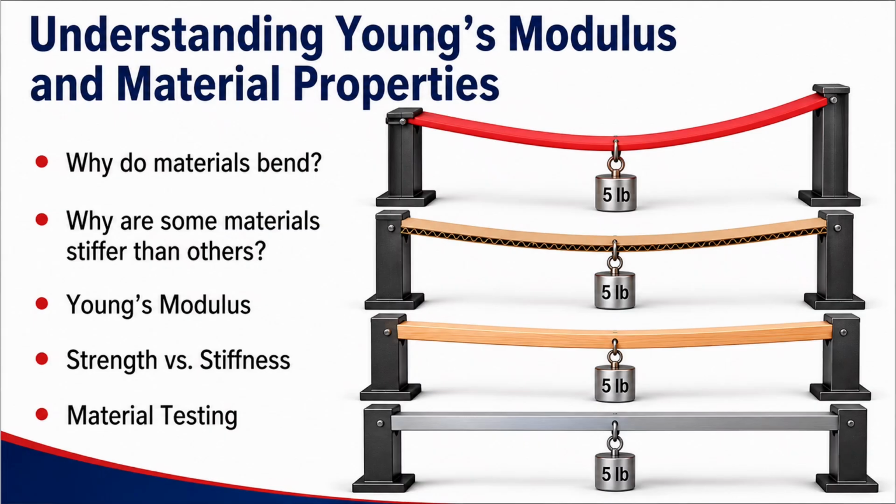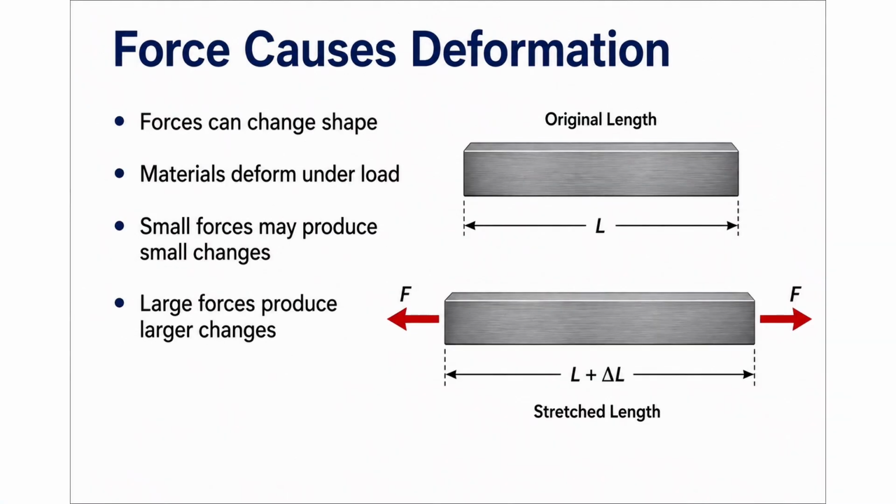When a force is applied to a material, the material changes shape. This change is called deformation. Small forces usually produce small deformations, while larger forces produce larger changes. If the force is removed and the material returns to its original shape, the deformation is temporary. Understanding how materials deform is the first step toward understanding their mechanical properties.